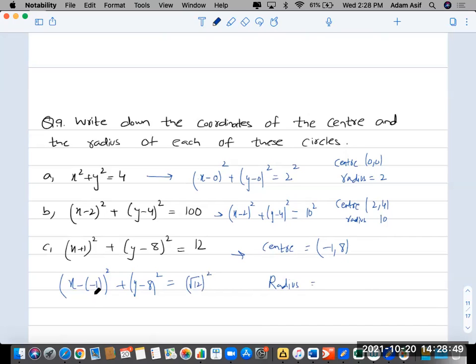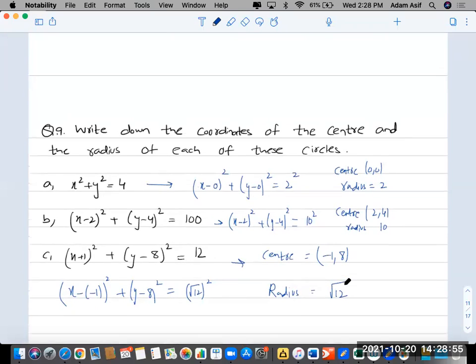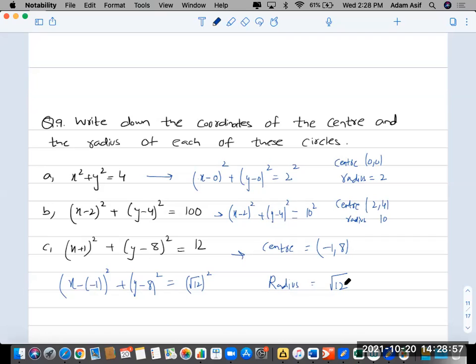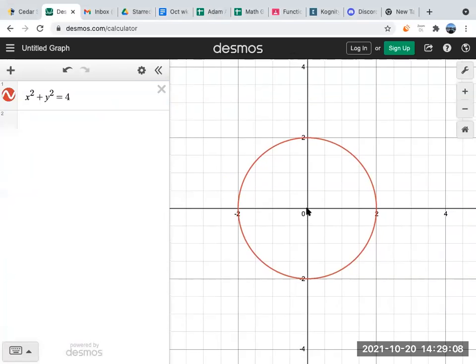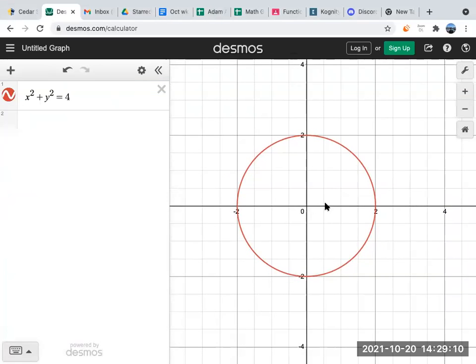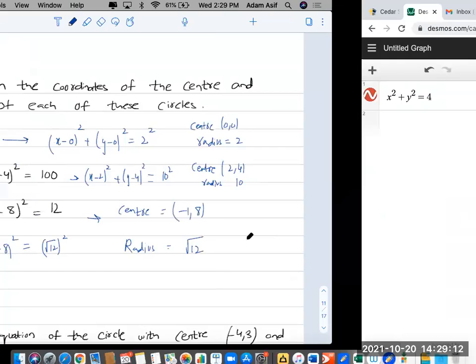So what's the center over here? Minus 1, 8. And what's the radius? Under root 12. That's the radius. Because nothing is written over here. X square and x minus 0 square is the same thing. And even I plotted this and showed you on the graph that the origin was the center of the circle and the radius was 2.